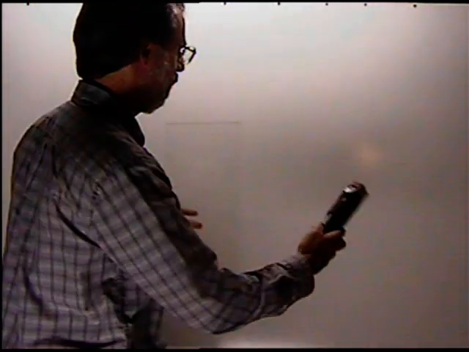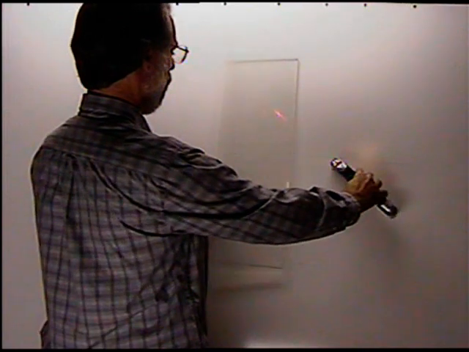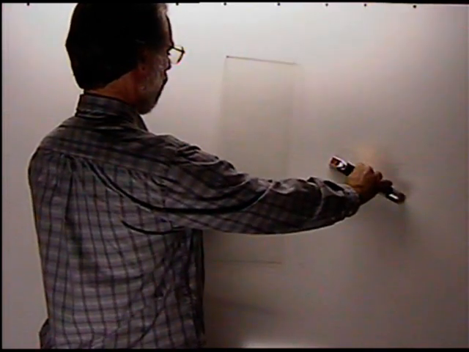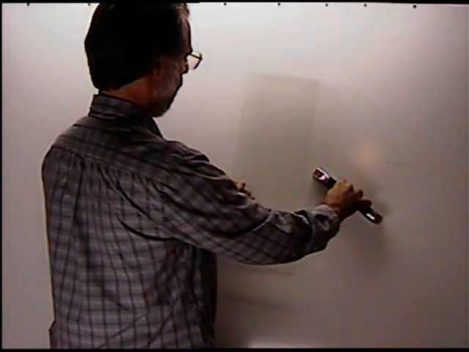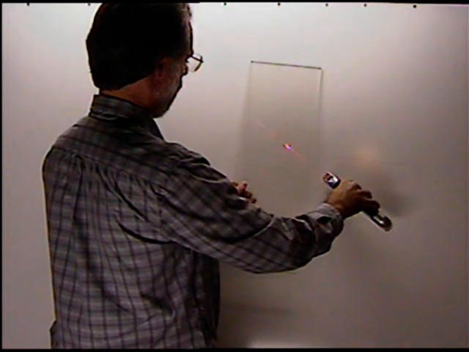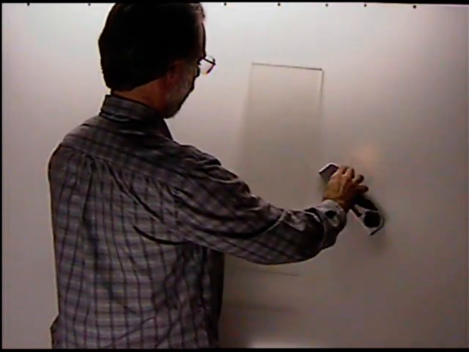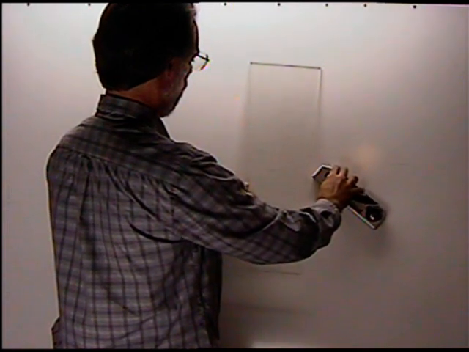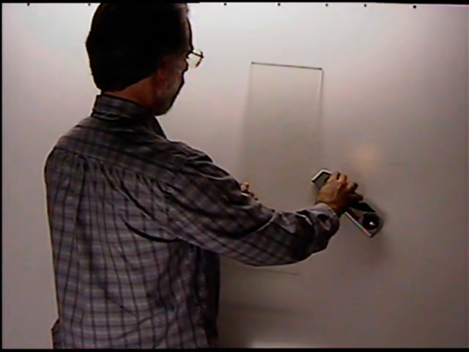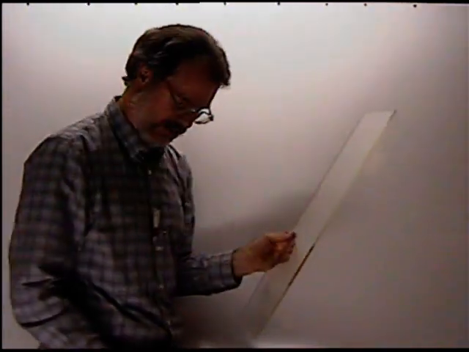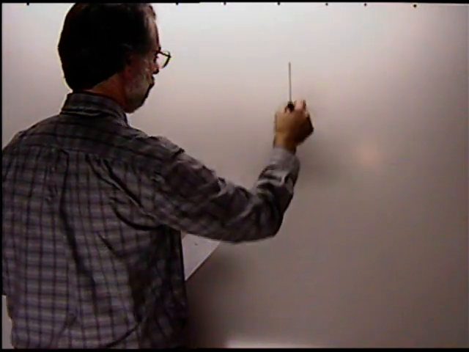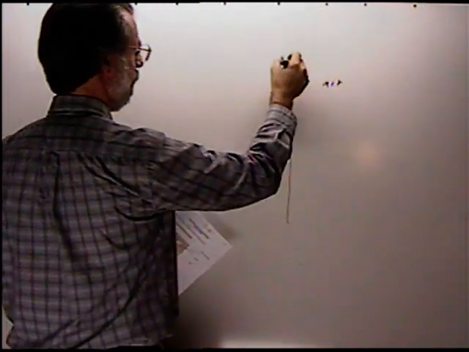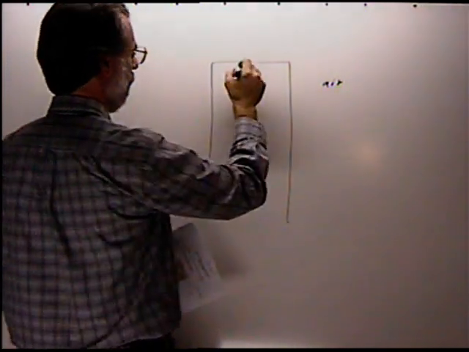We're going to be taking the laser and shining it through the plexiglass, through the edge of the plexiglass. I don't know if you can pick up the rays here, but basically we're going to diagram this. This is air. This is the plexiglass.